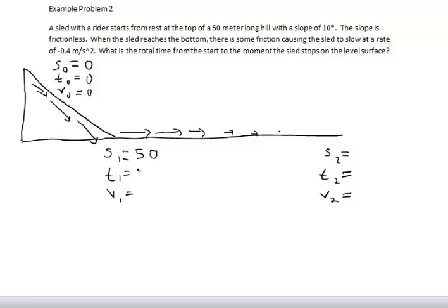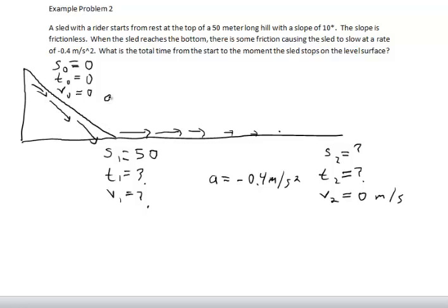Time is unknown, it's not given. Velocity is unknown. Final position is unknown. Final time is unknown, but final velocity is known. The sled's going to come to rest, or 0 meters per second. Acceleration is here, and that is at the negative 0.4 meters per second squared.